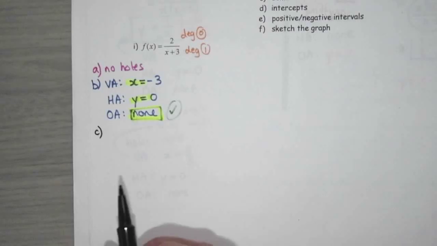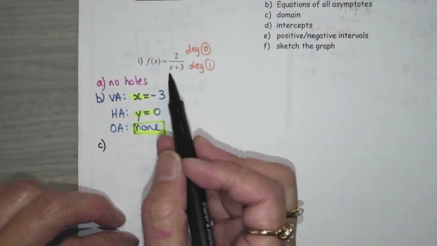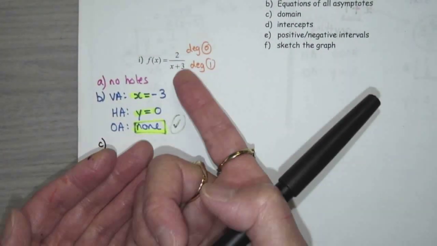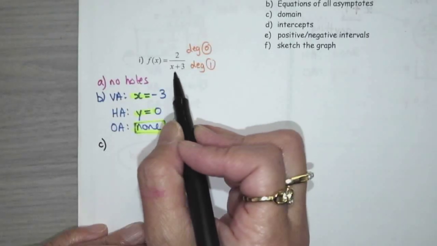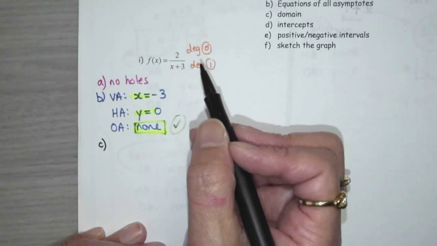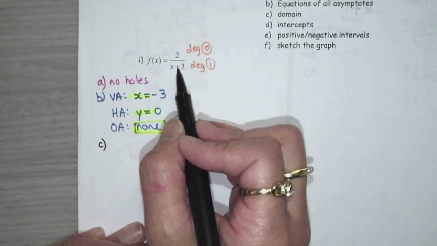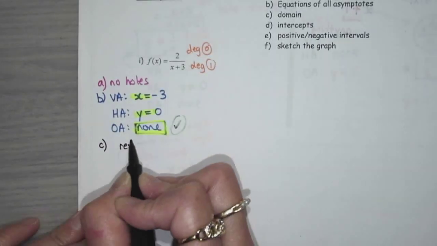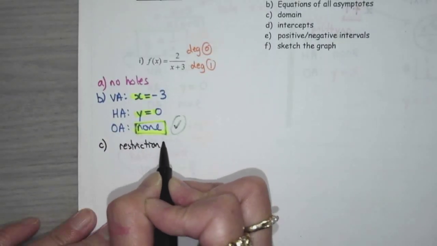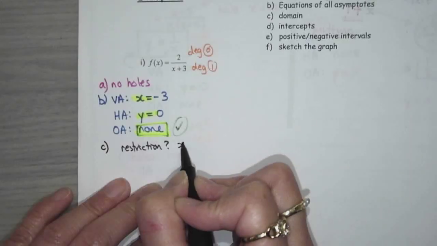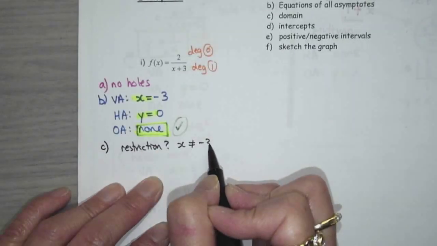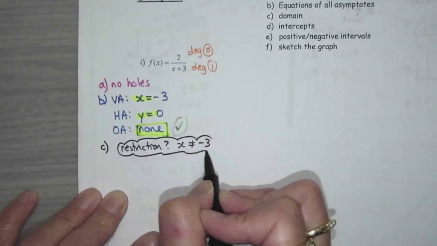Okay, for C, domain. For the domain of this, again, we already know what the graph looks like. It's a reciprocal function. The only place on the domain you're looking for is the restriction. The restriction is going to be here, right? So we know that the restriction is that x cannot equal -3, right? So in my mind, I've got that.